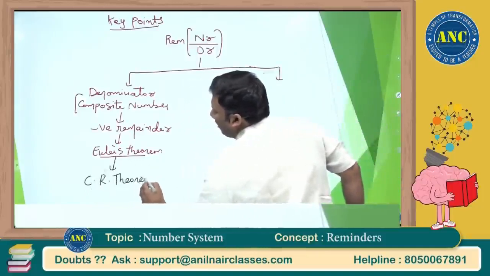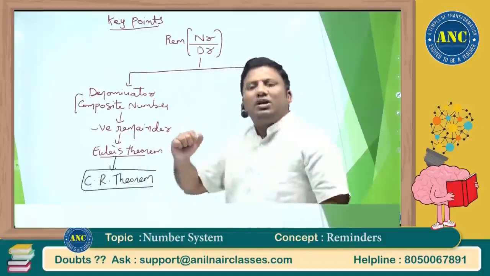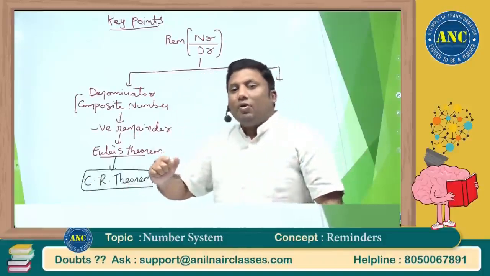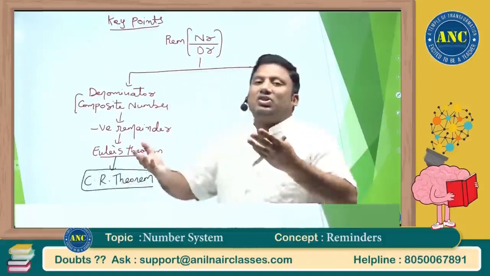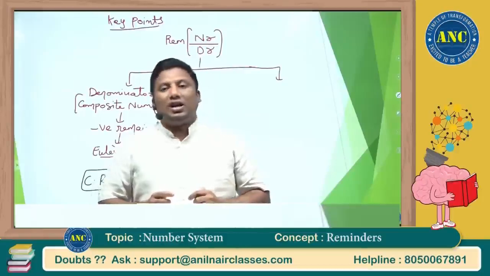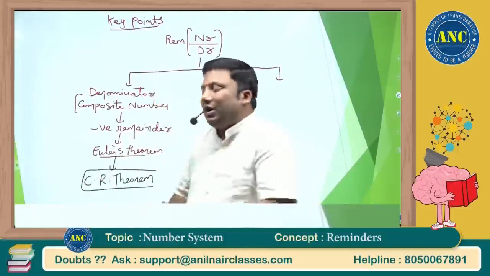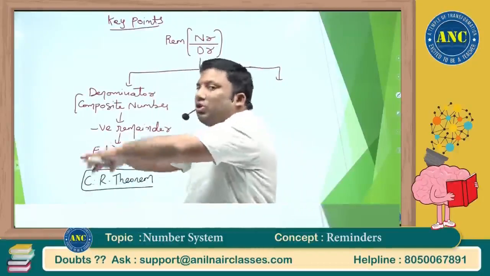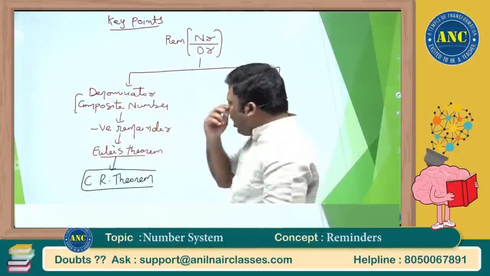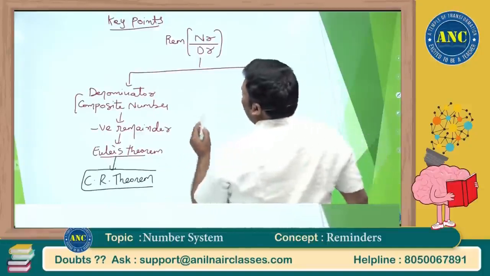Chinese remainder theorem. Everybody knows what the Chinese remainder theorem is. The only thing you do not know is that it is called the Chinese remainder theorem. Even in our 5th class, 6th class, 7th class textbooks, we discussed the application part of it, but we did not know that the name of the theorem is the Chinese remainder theorem. Now, why are we discussing the Chinese remainder theorem?